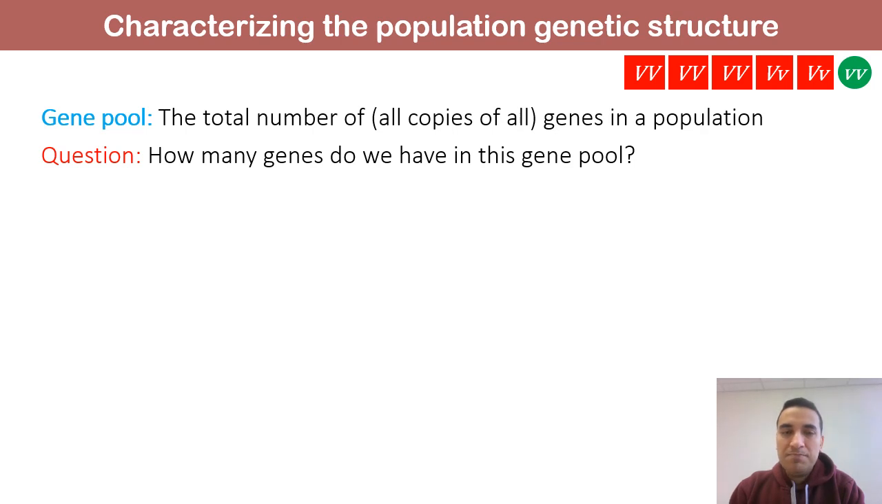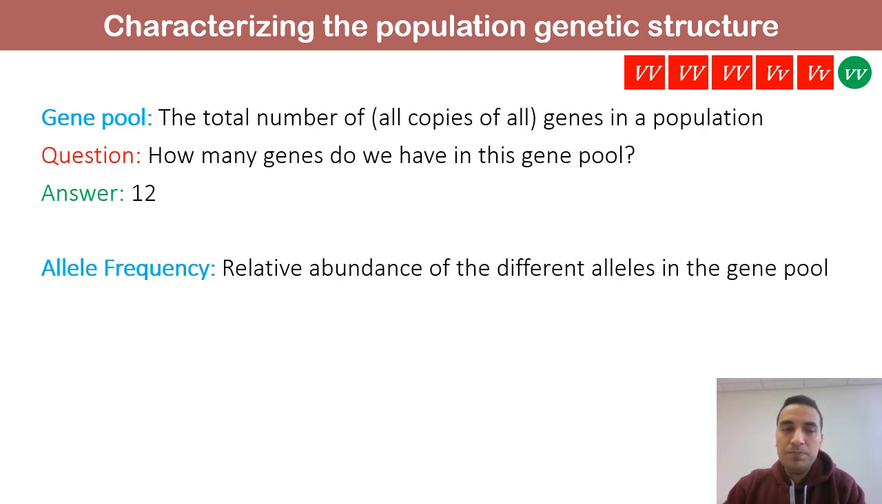Think about it. 12. Why? Because we have 12 of those letters. Each letter corresponds to a gene. Really, this should be called allele pool, I guess, but we are going to just talk about it like this, as it is defined. So we have 12 genes in the gene pool.